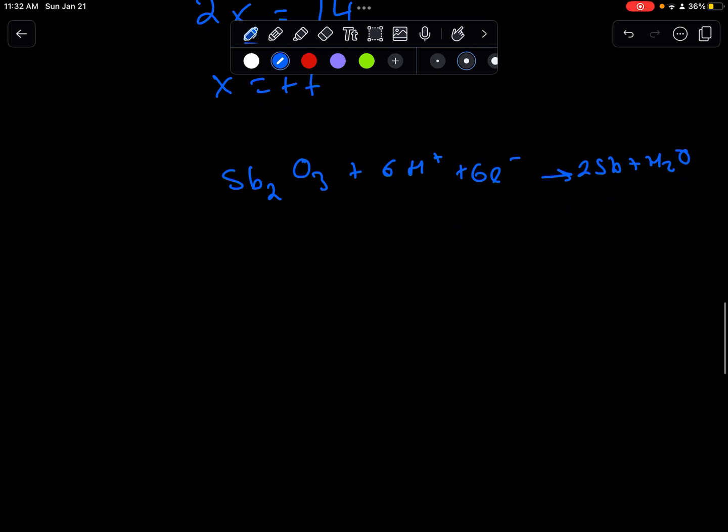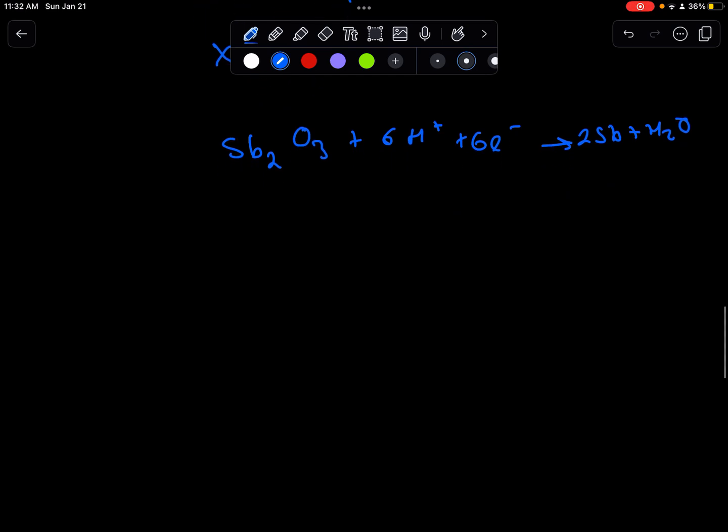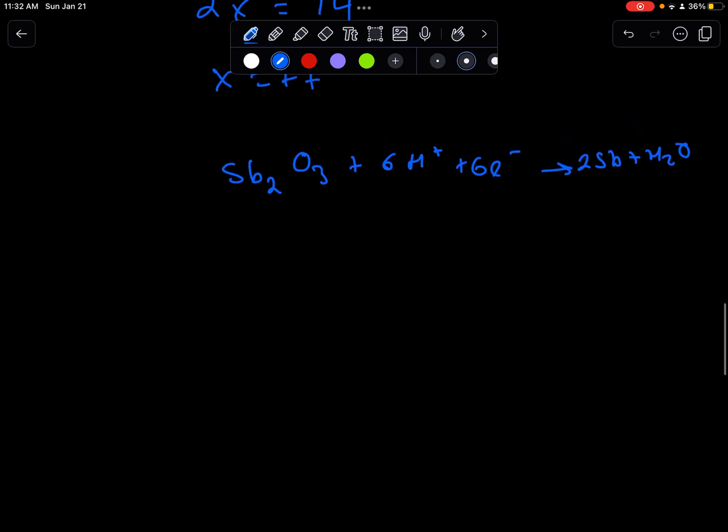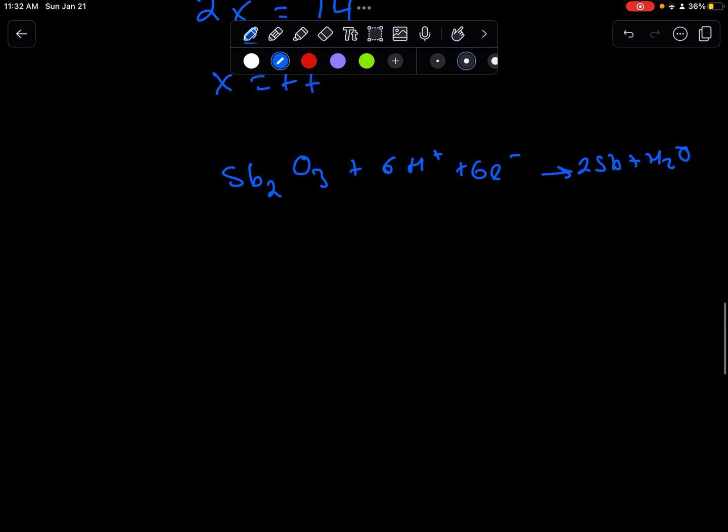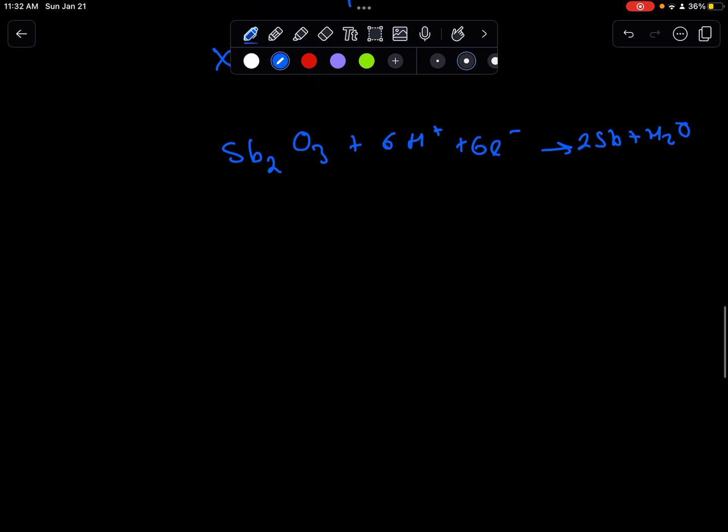So, in this question, they are asking what is happening to the oxidation number of antimony in Sb2O3. So, the question is, how much does the oxidation number change? So let's start with our method.